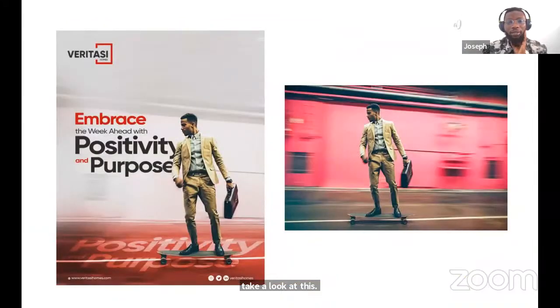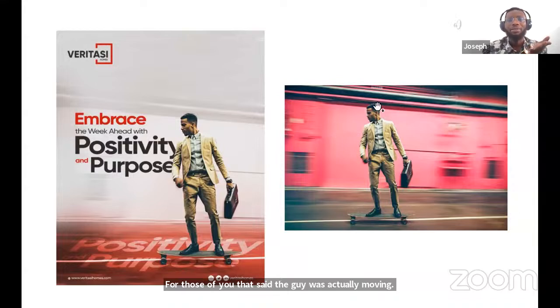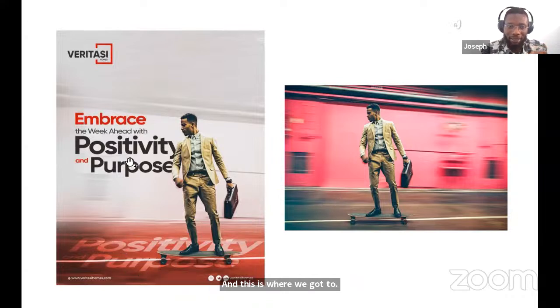Remember this guy? I'm sure you remember him, for those of you that said the guy was actually moving. So this is the original picture of that guy, and this is where we got to. You see that the floor was not red and the background was not white. It was edited, rather, to be like that.